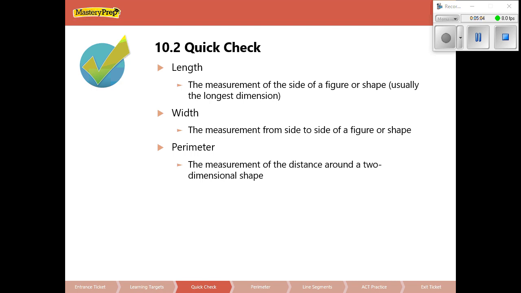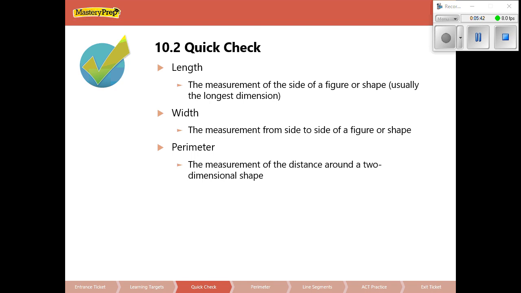Now, whenever we talk about perimeter, we're talking about a length and a width. The length is the measurement of the sides of a figure or a shape, usually the longest dimension, length. And then width is the measurement from side to side of a figure or shape. And a lot of the times, especially when we're talking about figures, length and width are really interchangeable with most figures. Because when we talk about the length and width or perimeter in most shapes, we're just talking about these are the two going in a direction. Talking about a flat surface.